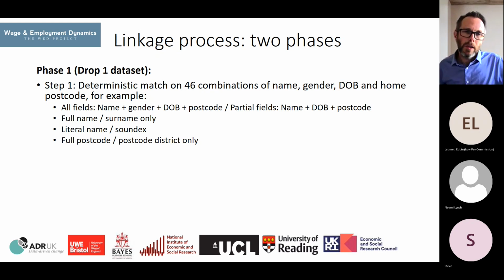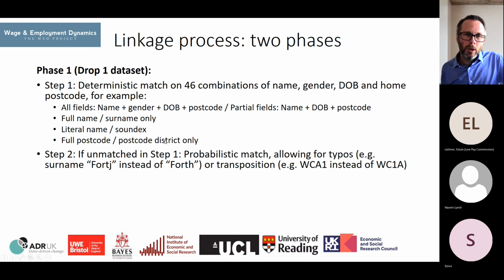So they do these various combinations to see if they can find either full matches on these four fields or partial matches. And the nature of the match is all recorded in the data set. So you know which of the 46 versions of this matching protocol has generated the linked outcome. If they don't get a match on those 46 deterministic matching combinations, then they do something a bit more probabilistic, allowing more for typos or maybe transposition of numbers and letters in the postcode.